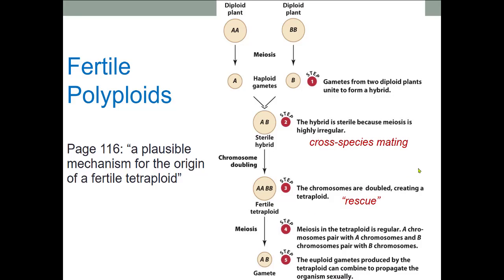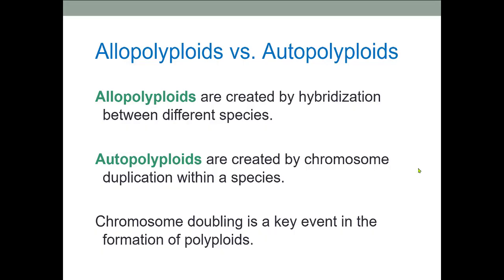This is thought to have happened with wheat. Modern wheat is a hexaploid, and it's thought that this happened a couple of times over the evolutionary time scale of that plant. A couple more words for you, add to your vocabulary list. If polyploidy happens between 2 different species, like we just saw on the previous slide, we would call that allopolyploidy, right, allo meaning not the same. So those are created between different species. Autopolyploids are created by chromosome duplication within a species.